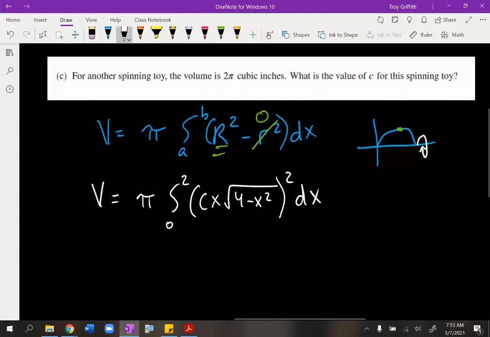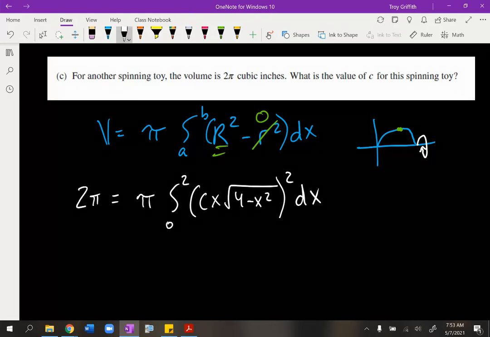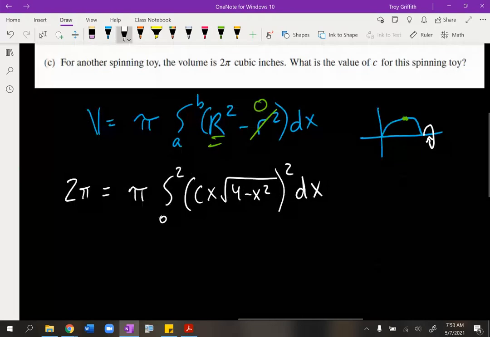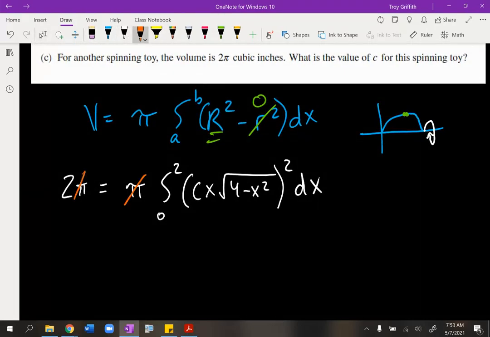Okay, now they tell us that the volume is equal to 2 pi. So our goal is now, actually I'm just going to go ahead and erase this b here and do this. Our goal is now to take this equation, and this is why this is a very algebraic problem, all parts of this free response. And we're going to solve for C, okay? So I'm going to start out by dividing both sides by pi, just to get that out of the way.